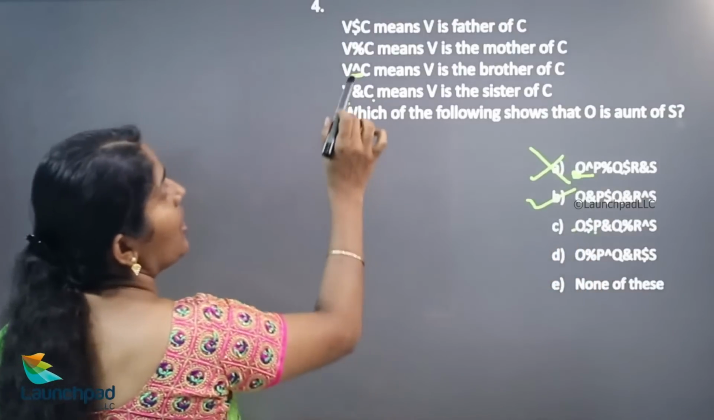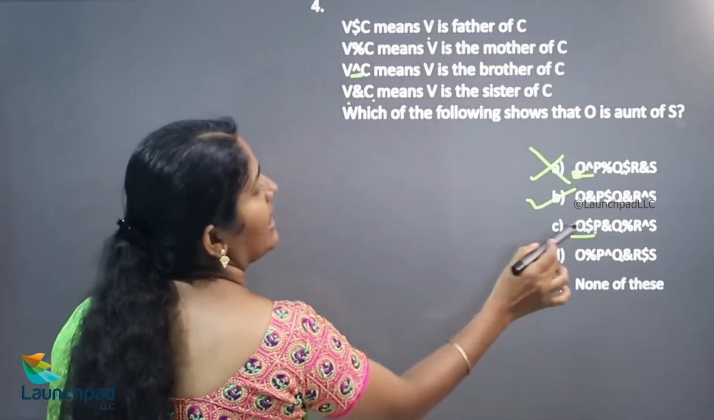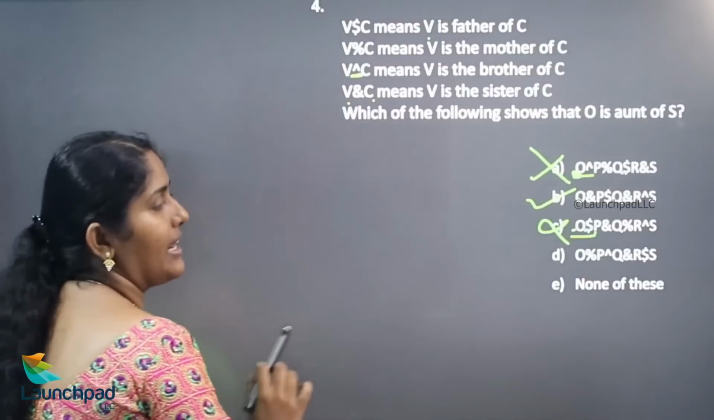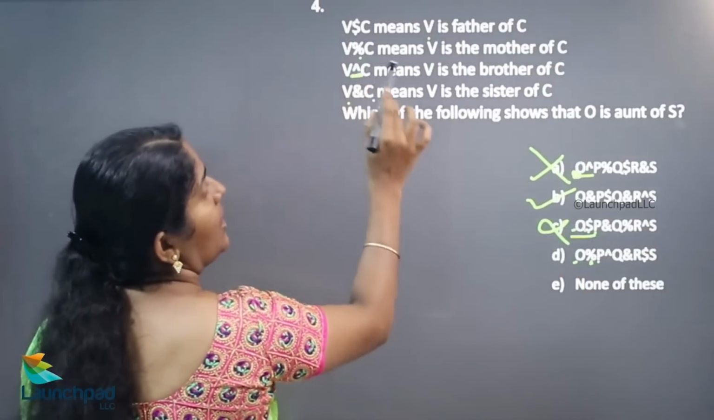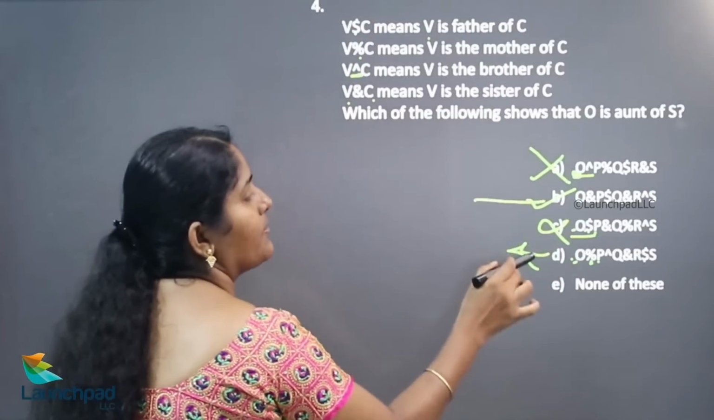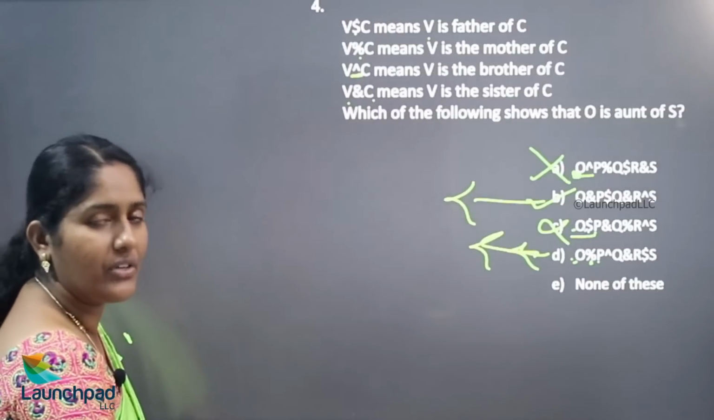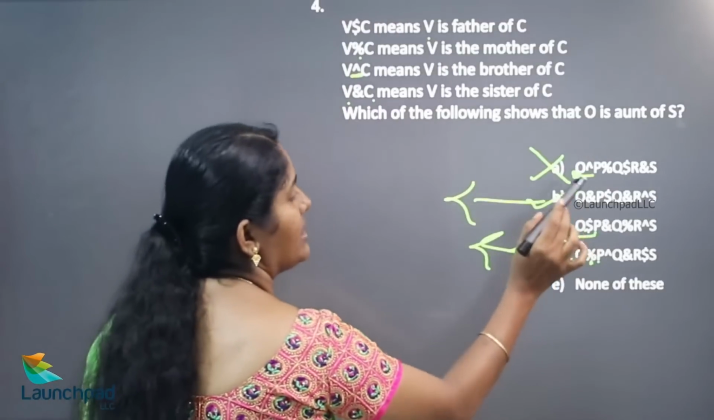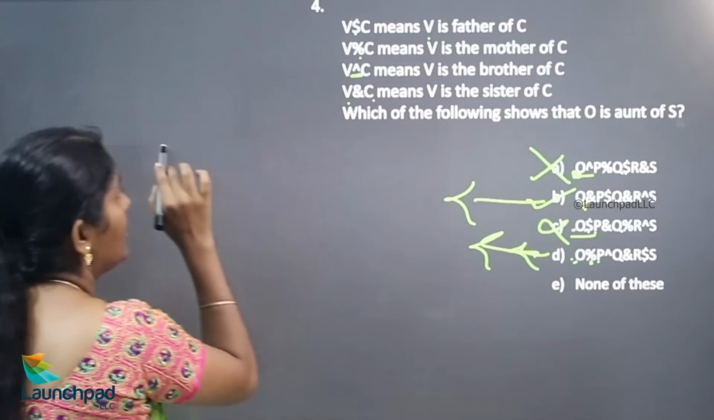Dollar O here, the symbol means O is the father of P. It will not come. And O percentage P means O is the mother of P. Hence, there are two options which indicate the gender of O as female. Let's take the second equation for example.